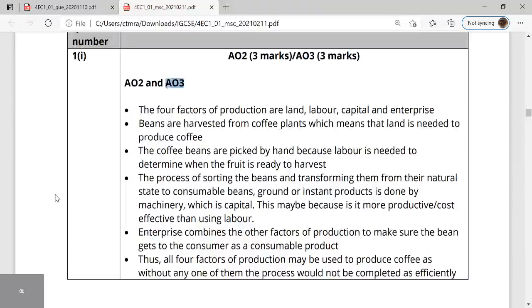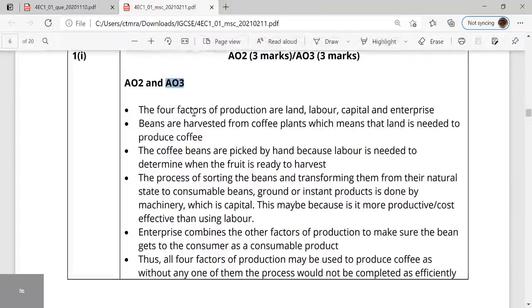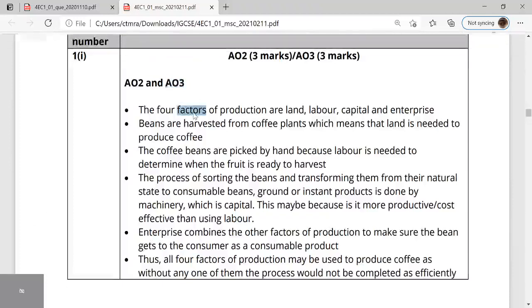Analysis basically. Okay, and AO1 means the definition. It's not necessary over here, but you can also start with a definition. See, they're starting with the definition. They're saying that the four factors of production are land, labor, capital, enterprise. Then they're linking it with the case.